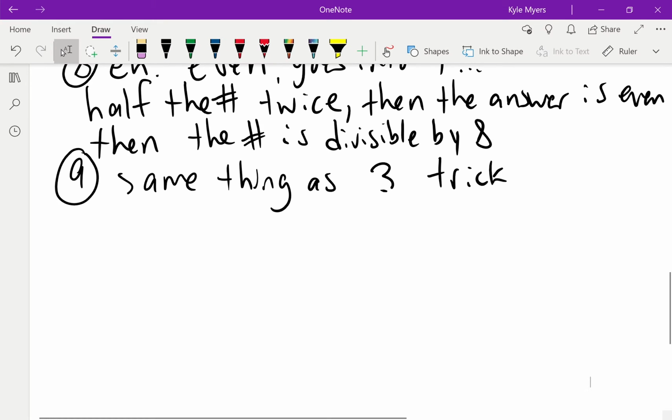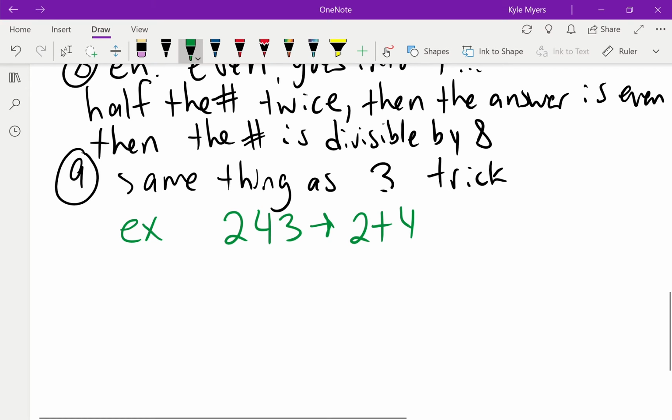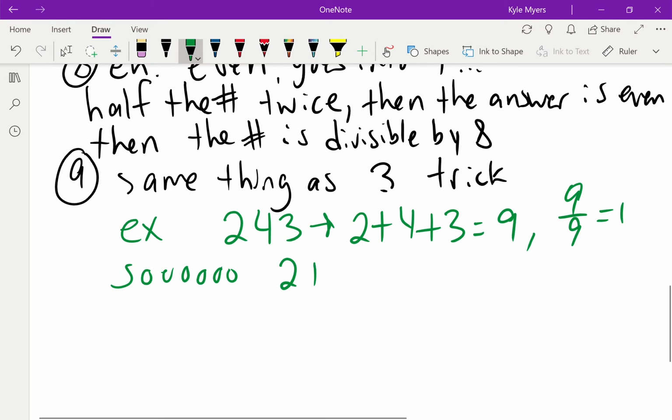So if the sum of the digits goes into 9, then the number goes into 9. So let's look at an example. For example, let's do 243. Okay, so 2 plus 4 is 6, plus 3 is 9, right? 9 divides by 9 and gives you 1. So since 9 is divisible by 9, 243 divides by 9. There you go.